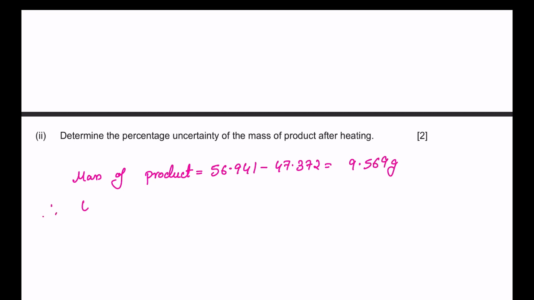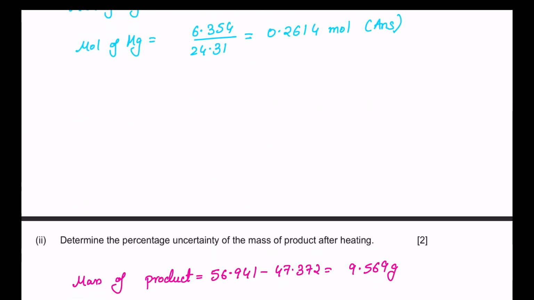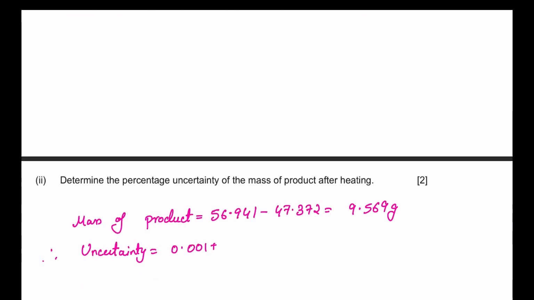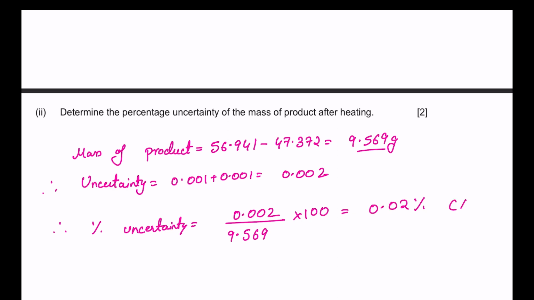Now, if we do the uncertainty analysis, what happens is when you subtract two quantities, the uncertainties get added up, right? So uncertainty will be 0.001 for both of these cases. So 0.001 plus 0.001. This will be 0.002, right? Now, percentage uncertainty would be uncertainty divided by the absolute mass of the product which we got, that is 9.569. And we have to times it by 100 because it's a percentage. Upon solving, we will find it's 0.02%, which is the final answer to this part of this question.